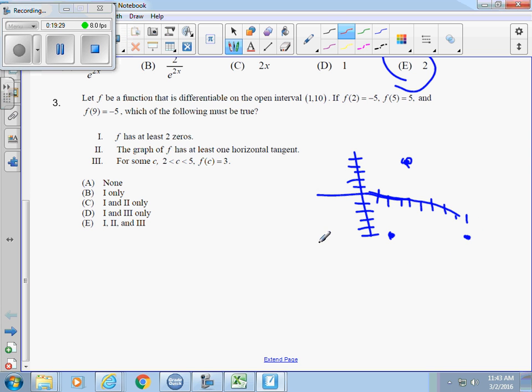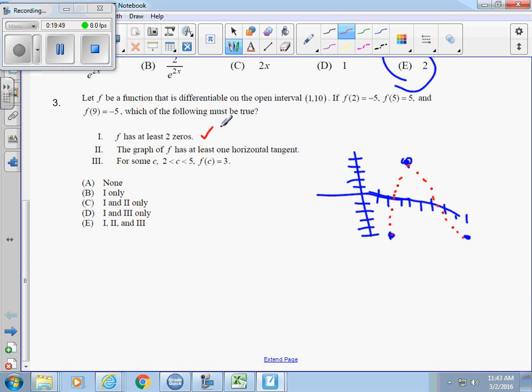Which of the following must be true? Do I have at least 2 zeros? Yes. How do you know? Because it's differentiable. I've got to cross the x-axis here, and I've got to cross the x-axis here, right? I don't have to go that smoothly, but I have to cross the x-axis twice.